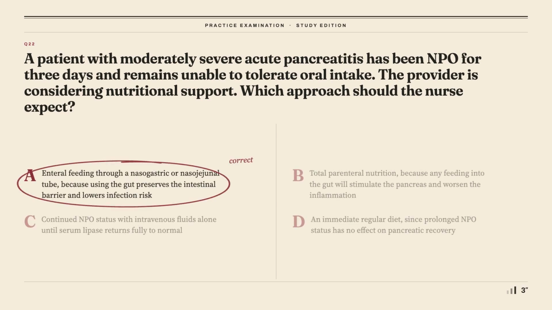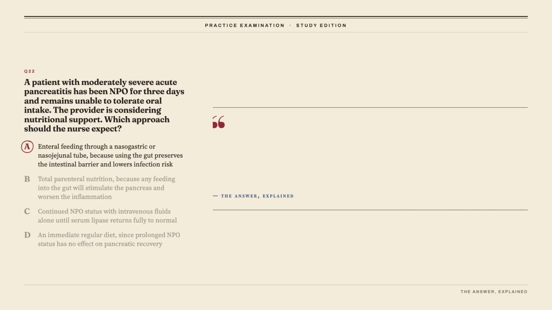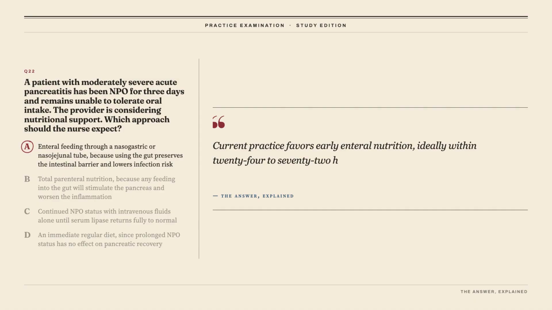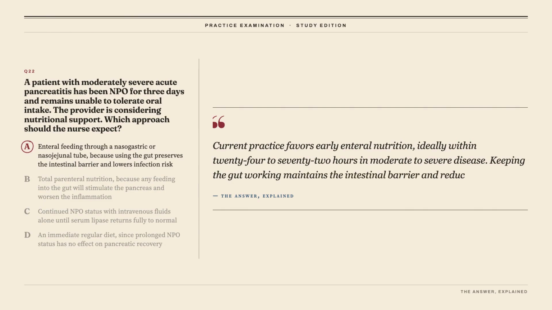The correct answer is A. Enteral feeding through a nasogastric or nasojejunal tube, because using the gut preserves the intestinal barrier and lowers infection risk. A is correct because current practice favors early enteral nutrition, ideally within 24 to 72 hours in moderate to severe disease. Keeping the gut working maintains the intestinal barrier and reduces the translocation of bacteria that drives infected necrosis. Enteral feeding through a nasogastric or nasojejunal tube is preferred over parenteral nutrition whenever the gut can be used.